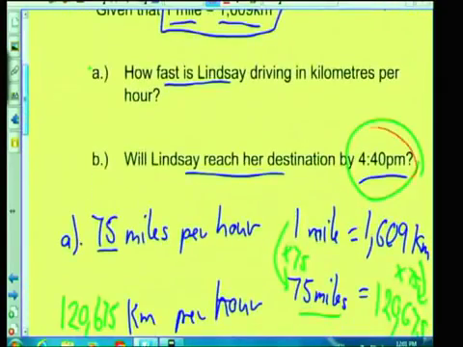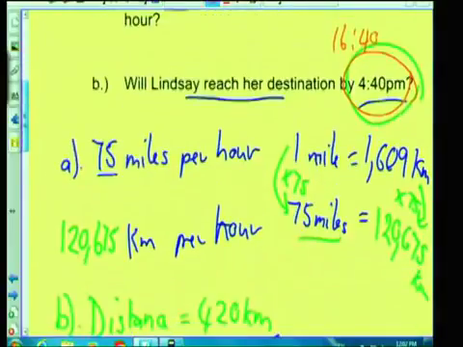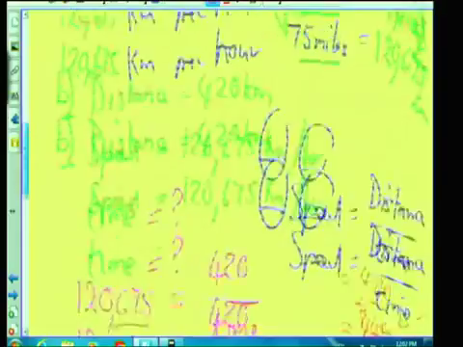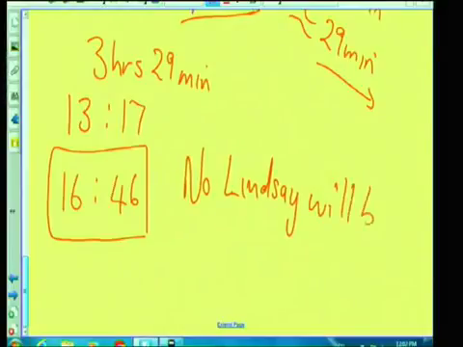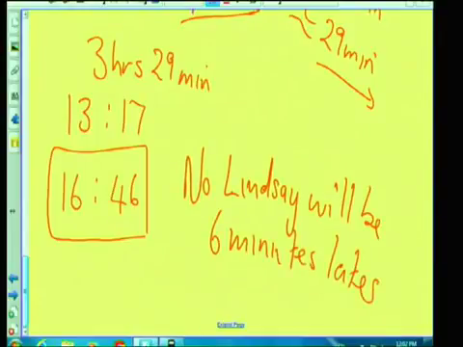What were we asked? Is she going to get there at 4:40 p.m.? Now 4:40 p.m. is 16:40. And what have we got to answer? We've got to answer that question. We've got to say, no, Lindsay will be 6 minutes late. And it's about 6 minutes because we know that 0,8 of a minute is close enough to, she'll be about 6 minutes late. Okay? So she's not going to get there on time.